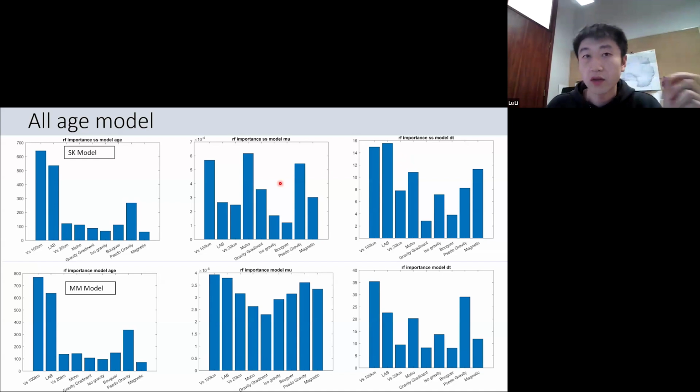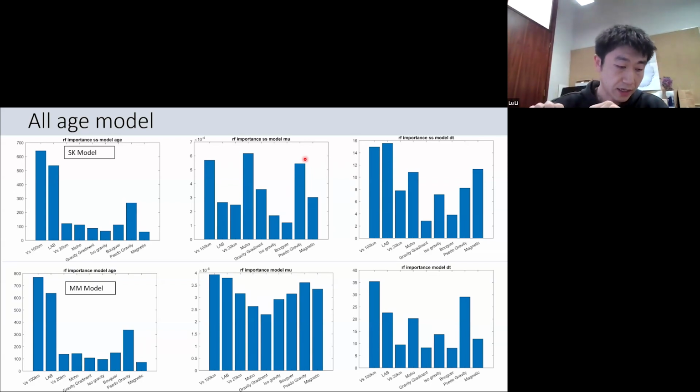And in terms of the mu value, some variables represent the mantle, and some represent the crust. If you go back and think about the lead isotope evolution curve, it actually makes sense.